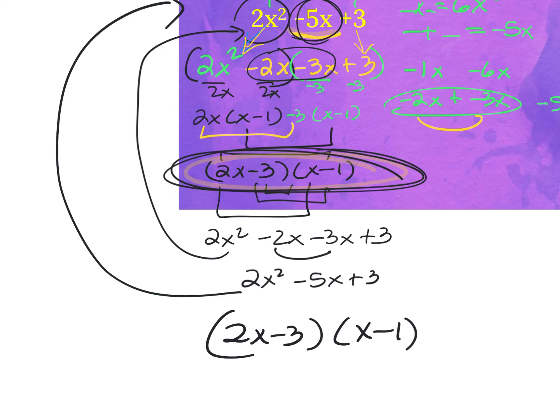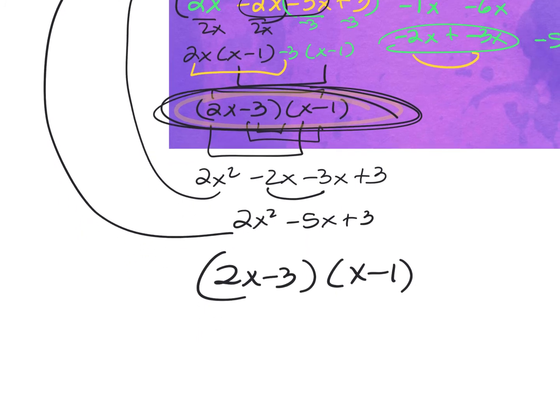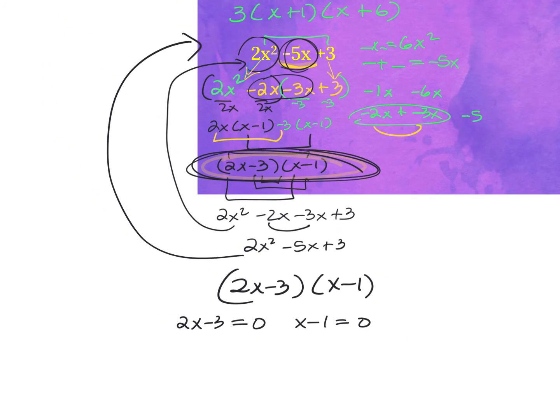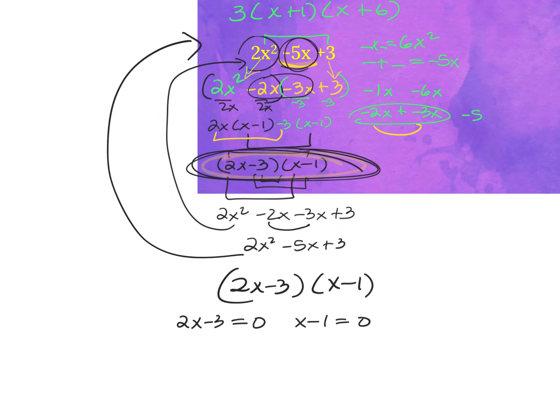And then tomorrow, what we'll do is we take this one step further and we set each one of the binomials equal to 0 and we solve for x. And you can get fraction answers. It's okay. 2 more examples and I'm done.